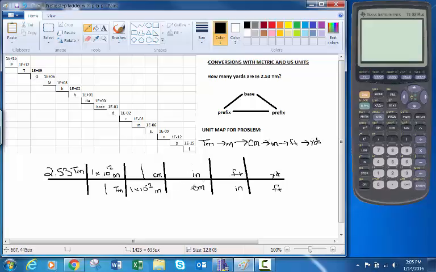One of the equalities that we memorized was the relationship between inches and centimeter. In 1 inch, there are 2.54 centimeters. In 1 foot, there are 12 inches. And in 1 yard, there are 3 feet. We have now completed our conversion table. So let's use our calculator to find the answer.